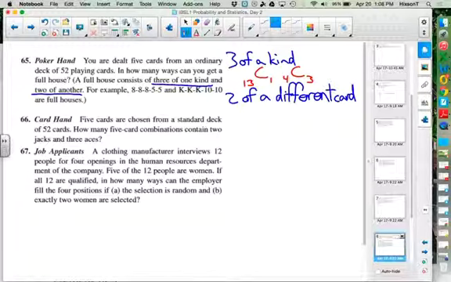So you multiply those together. This is how many different ways you can get 3 of a kind. There's 13. 13 choose 1 is 13. 4 choose 3 is 4. So 13 times 4 is 52. There's 52 different ways you can get 3 of a kind.